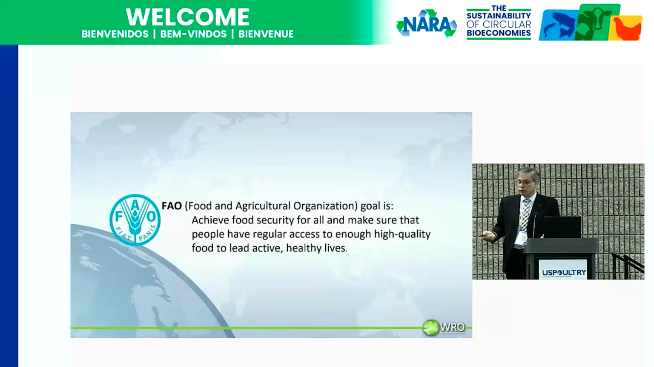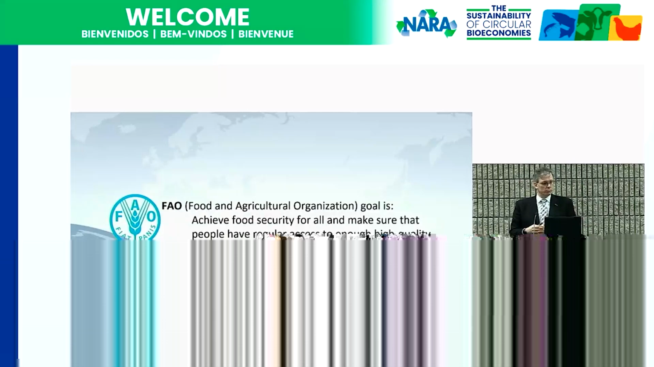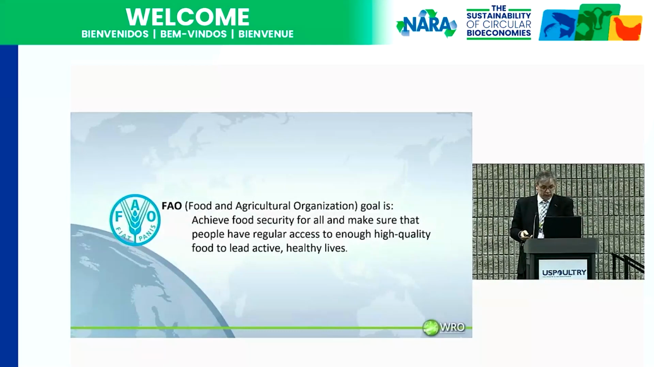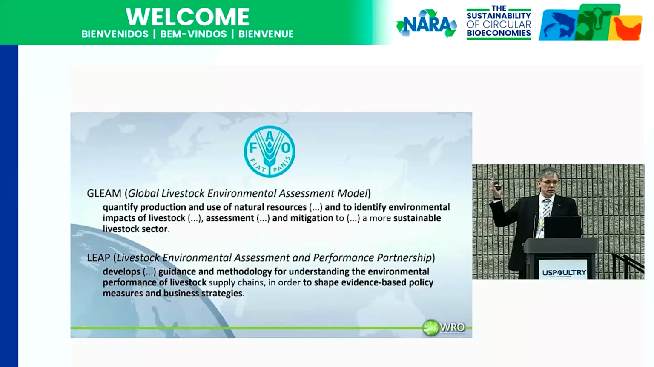Not just that, we have FAO, the Food and Agriculture Organization, whose goal is very well known: to guarantee that everyone has access to sufficient and high quality food, promoting health and a productive life for all individuals. So this is the FAO goal. And inside the FAO, we have two groups. One is GLIM, and the other is LEAP.